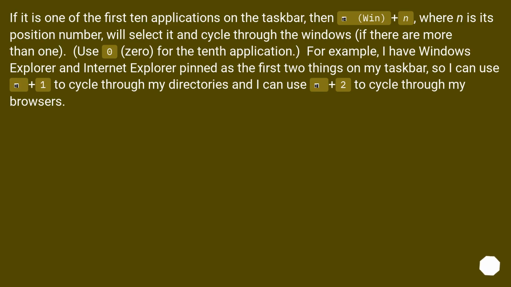If it is one of the first 10 applications on the taskbar, then Win+N, where N is its position number, will select it and cycle through the windows. If there are more than 9, use Win+0 for the 10th application.